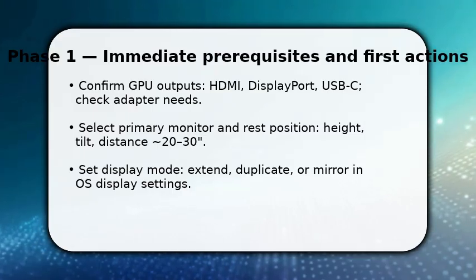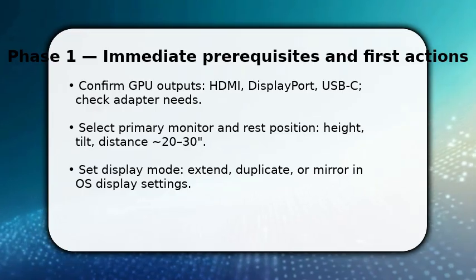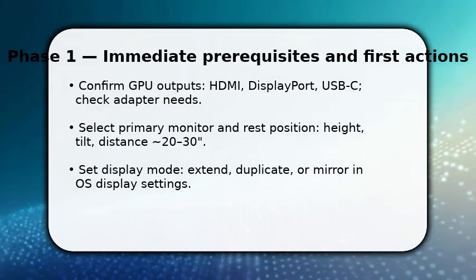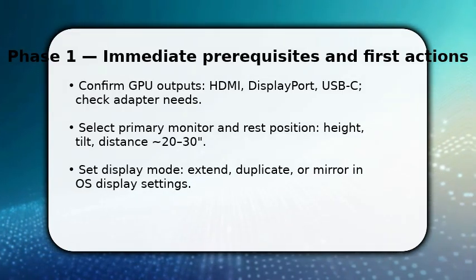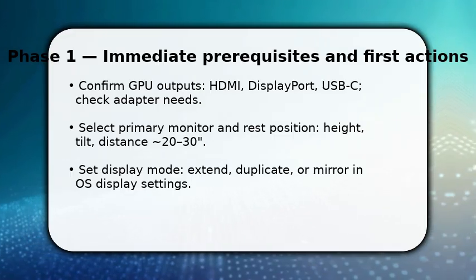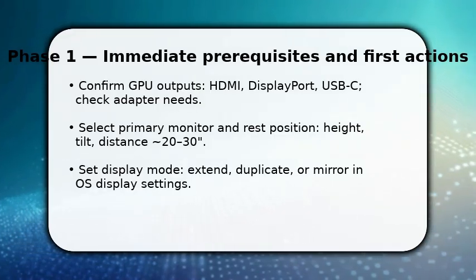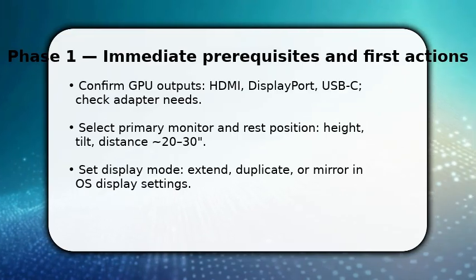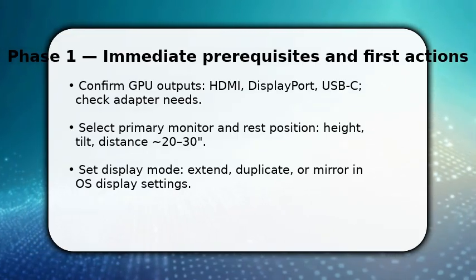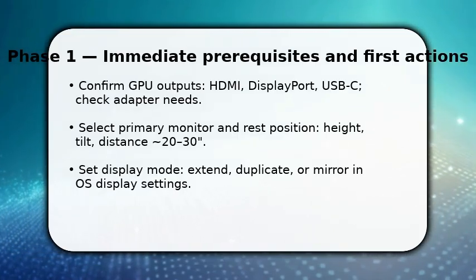You start by confirming hardware and the first connections. Plug each monitor into its GPU port. Use passive adapters only when necessary, because active adapters handle complex signals better. Once done, position your primary monitor directly in front of you and the secondary at a slight angle.